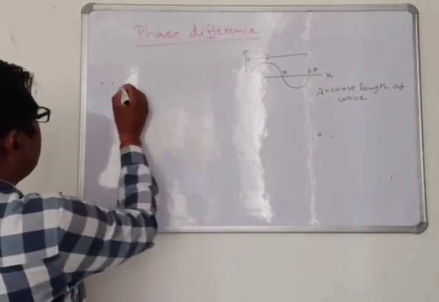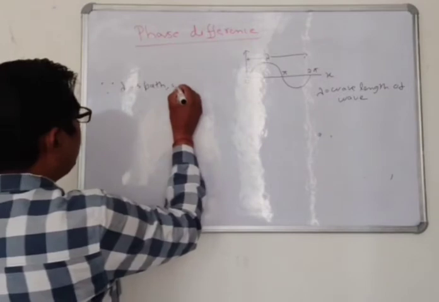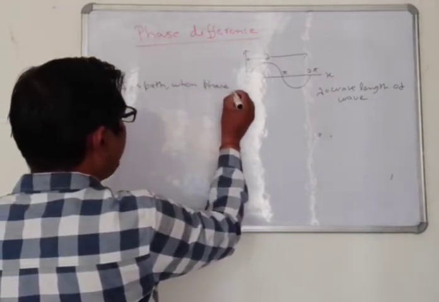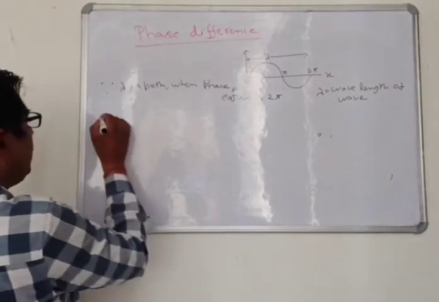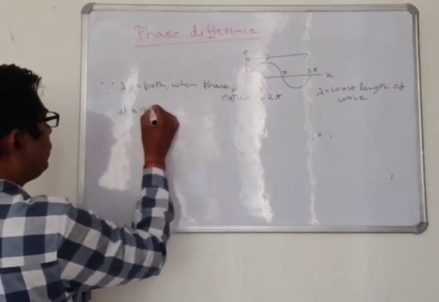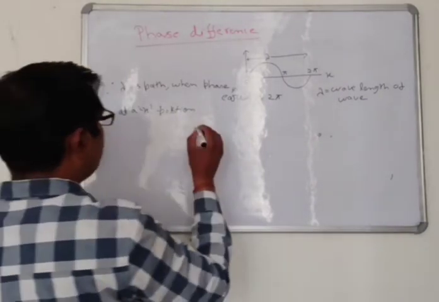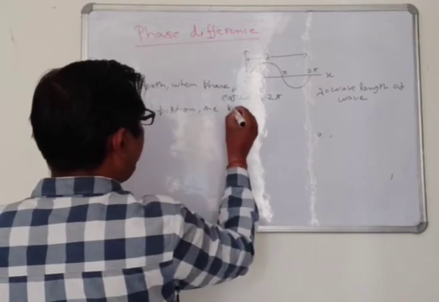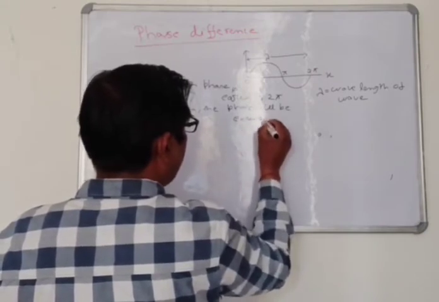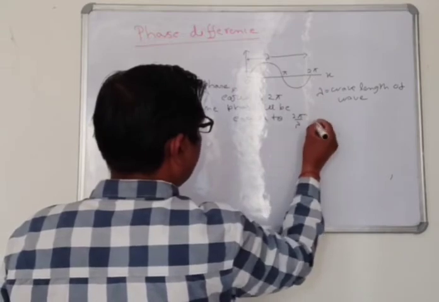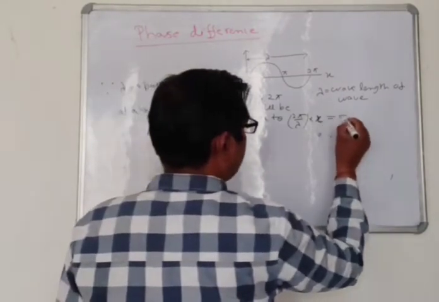Since lambda is a path when the phase is equal to 2 pi, therefore at an x position, the phase will be equal to 2 pi by lambda multiplied by x, like that. This one is the phase phi.